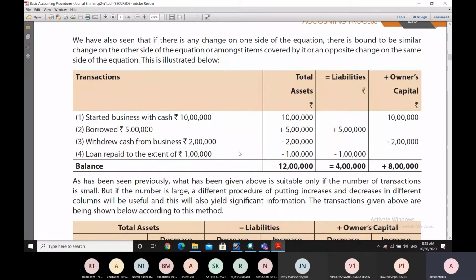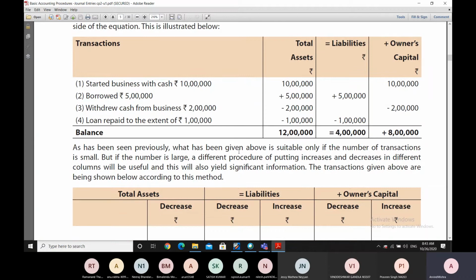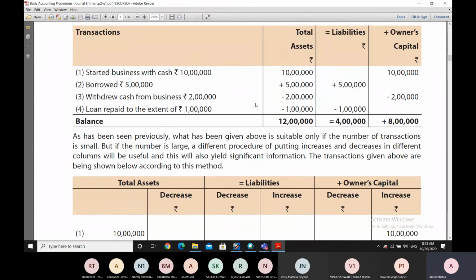So with every transaction, 2 of the 3 categories will be affected, and they will be affected in such a manner that the accounting equation will remain balanced. So how will the accounting equation remain balanced? Either there will be a reduction on both sides of the accounting equation, or there will be an increase on both sides. It is not that one side of the accounting equation will increase and the other side will decrease. That cannot happen, because then the balance would be disturbed. So as you can see in these 4 examples, either there would be an increase on both sides of the accounting equation, or there would be a decrease on both sides, and the decrease and increase both will be of the same magnitude.